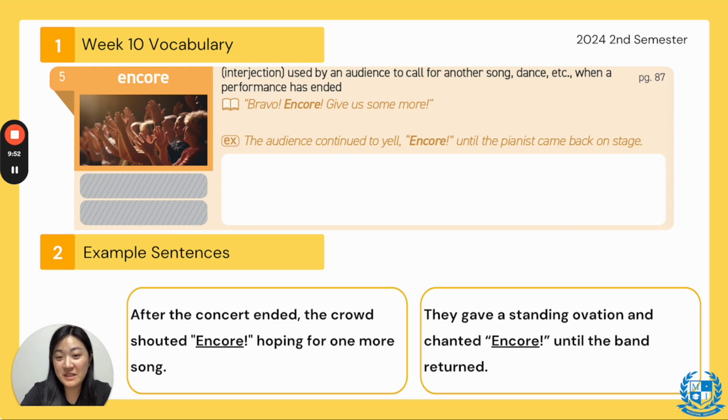It says after the concert ended, the crowd shouted encore, hoping for one more song. Or the next one, it says they gave a standing ovation, which means everyone's standing and clapping, and chanted encore until the band returned. Have you ever said encore before? I know I have. I've been to a classical music concert of a music director in Korea. At the end of his concert, we would all say, encore, encore, making him come back out to play another song.